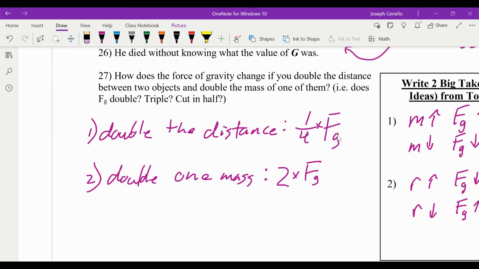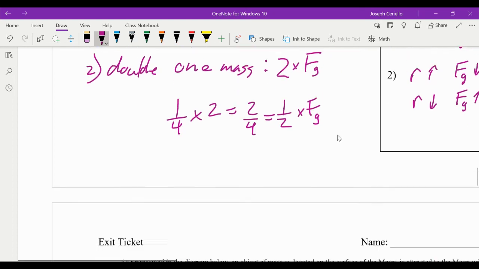So how do we put those two together? Well, it's really the only way that makes sense to do it is to say 1/4 times 2. You multiply those two changes together, and you get 2/4 or 1/2 times the force of gravity. So if I double the distance between two objects and double the mass of one of them, I have 1/2 of my original force of gravity. Now the force of gravity is not equal to 1/2, it's simply half as strong as it was before I made any changes.